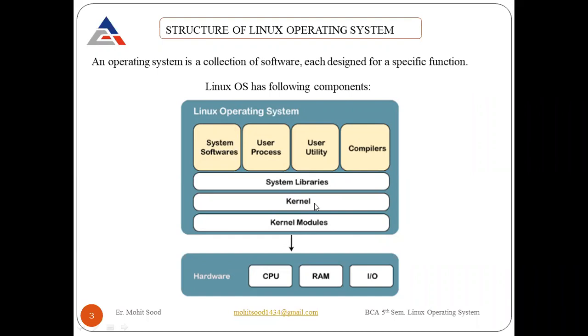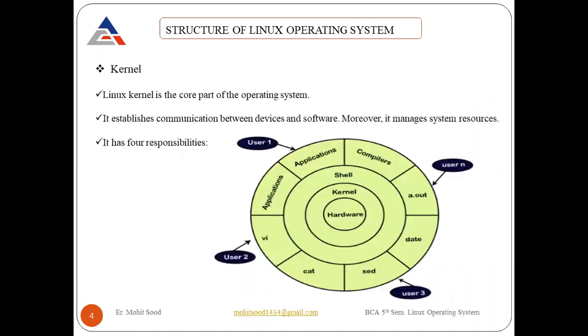What is device management actually? You see, the Linux kernel is the core part of the operating system. It establishes communication between devices and software. Moreover, it manages system resources. It has four responsibilities. So this is your kernel, and it establishes communication between devices and software. Also, it manages system resources.